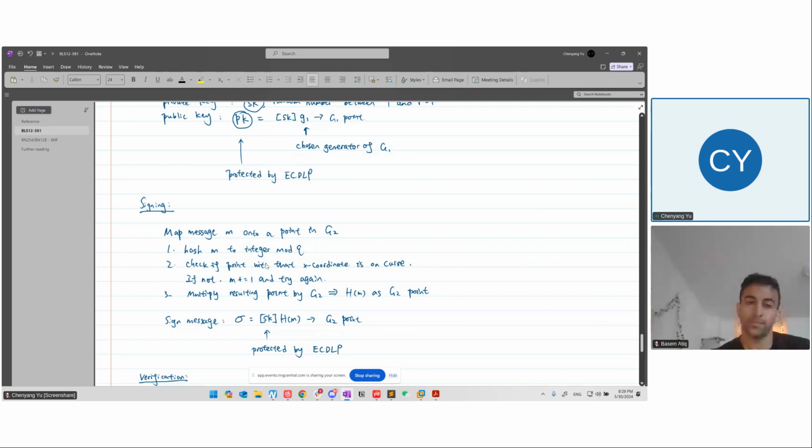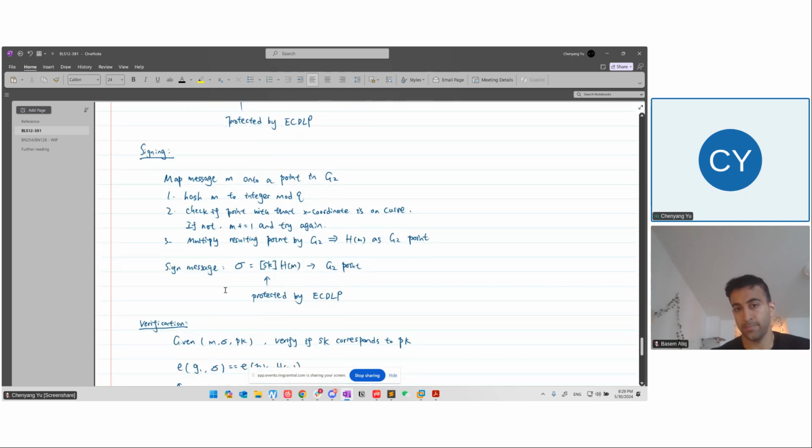You use that point and check if that point is actually on the curve. If not, you have to increment the message by 1 and try again, and just loop, iterating over all the possibilities until you have something on the curve. Then you can say, oh, I have a point on G2. So I can just multiply G2 and get this capital HM. So this is the hash.